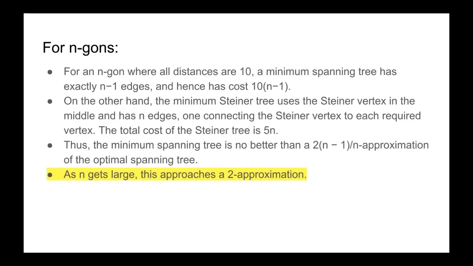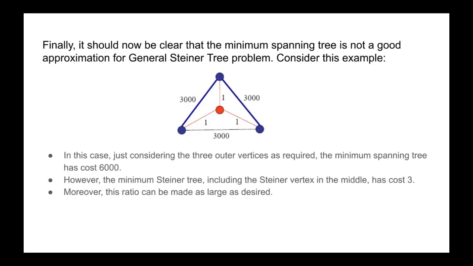At least for metric Steiner trees, my bad. So finally, it should be clear that the minimum spanning tree is not a good approximation for the general Steiner tree problem, but it is a good one for the metric Steiner tree.